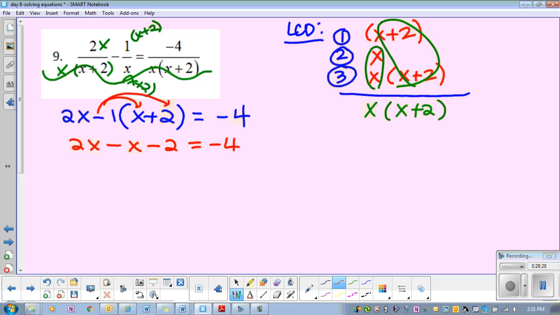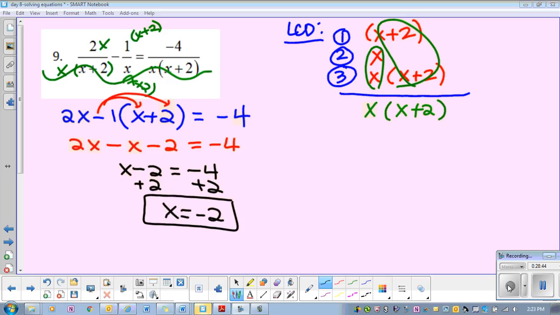Guys, I want you to solve this one, please, and go and check. See if it works. Alright. x minus 2 equals negative 4. Now what? Plus 2. So, x equals negative 2. Guys, let's check this. Tell me, does it work?